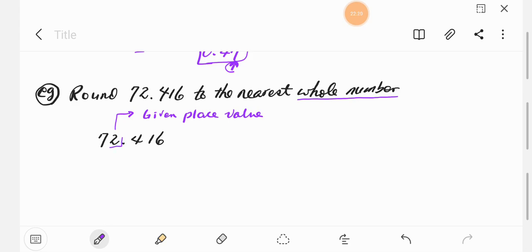Okay, so this is the given place value. And then should I increase this number? So always question yourself, should I increase the number in the given place value? Okay, that depends on what? The next digit. Since 4 is less than 5, leave it. Leave the number. And then drop all the other numbers. So it will be just 72.